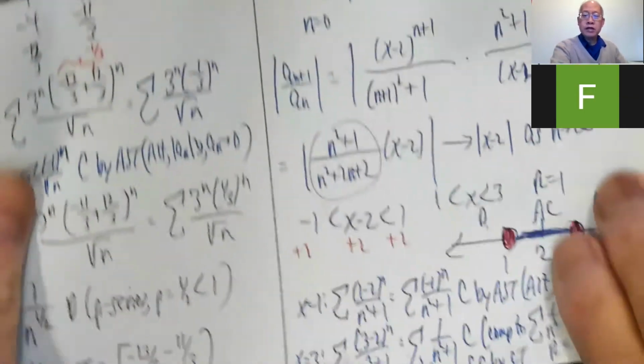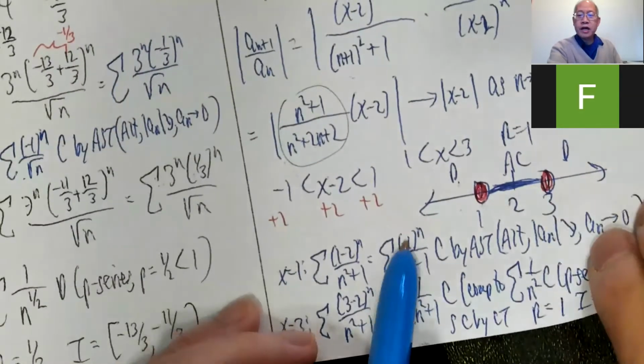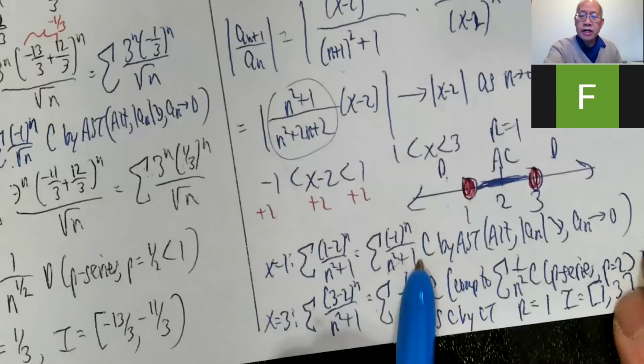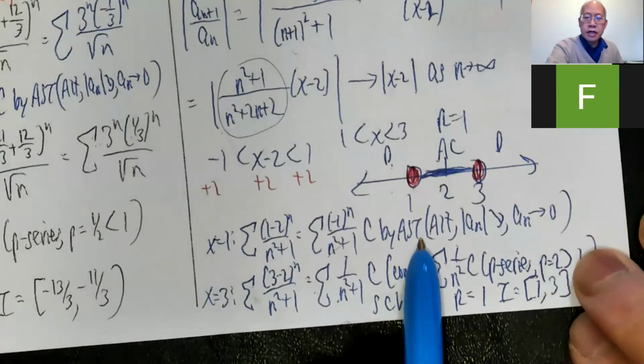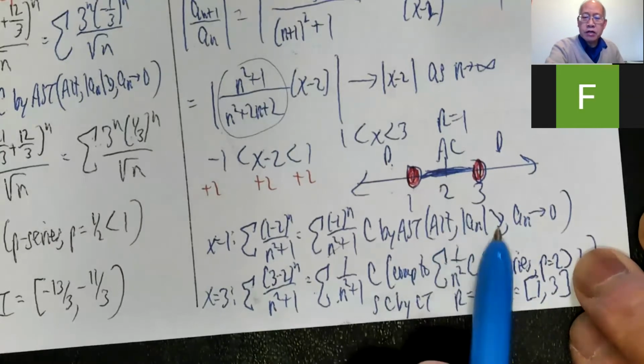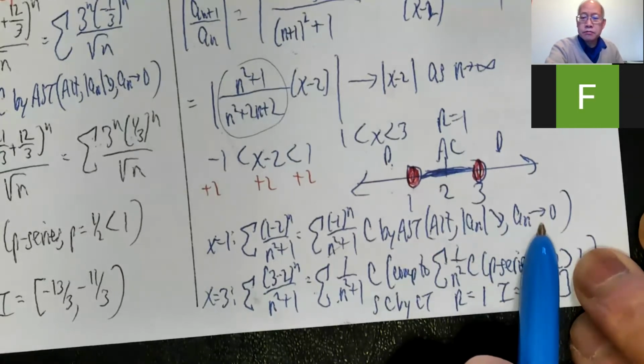Plug in 1. 1 minus 2 is negative 1. Negative 1 to the n over n squared plus 1. That converges by the alternating series test. It's alternating, the absolute value of a sub n decreases, and a sub n approaches 0.